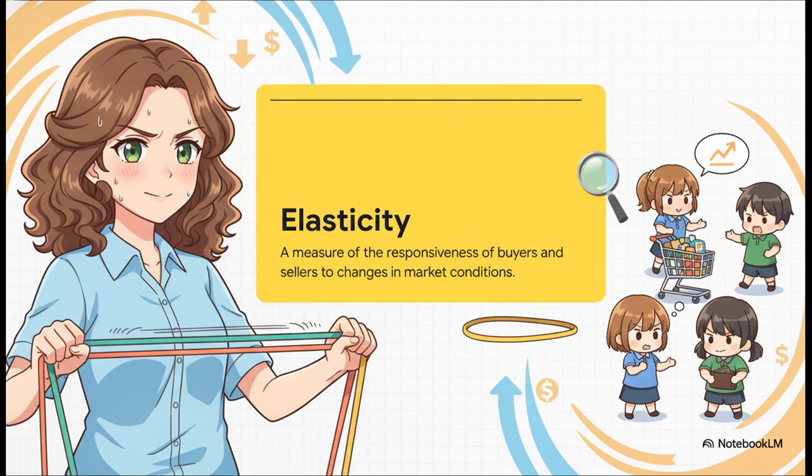Essentially, it's a measure of exactly how responsive buyers and sellers are to changes in market conditions, specifically changes in price. Think of it like a giant rubber band. When the price of something goes up, how much does our buying behavior stretch? Do we just snap and immediately stop buying it, or do we stubbornly keep buying it no matter what the price tag says? That stretchiness, that flexibility, is exactly what economists call elasticity.